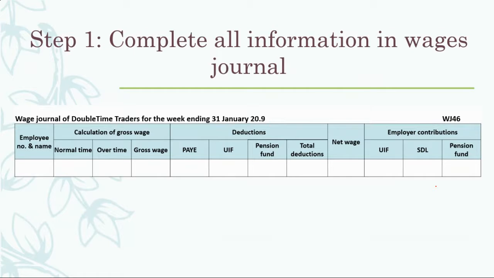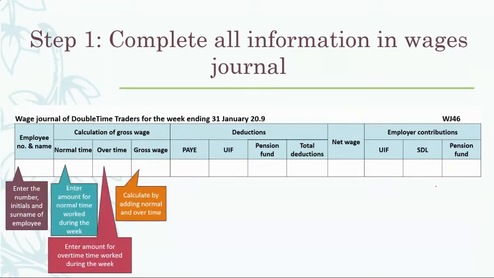Then you've got a net wage, which is instead of net salary. And then your employer contributions look exactly the same as your salary journal. So let's quickly go through what each one is. Employee number and name is where you put the employee name and number. Your normal time is based on the normal hours you work, your overtime is based on the overtime you work, and then your gross wage is adding your normal time and your overtime together.